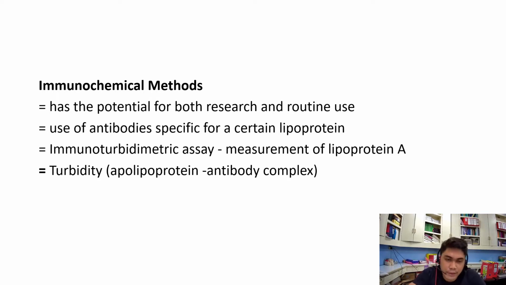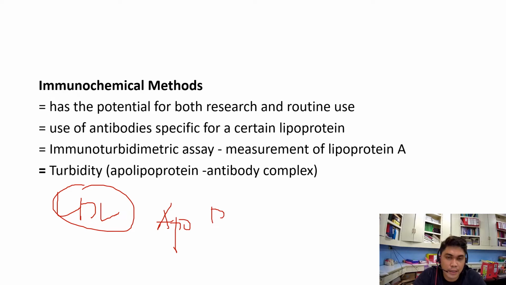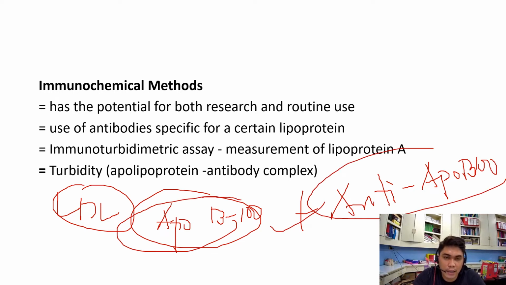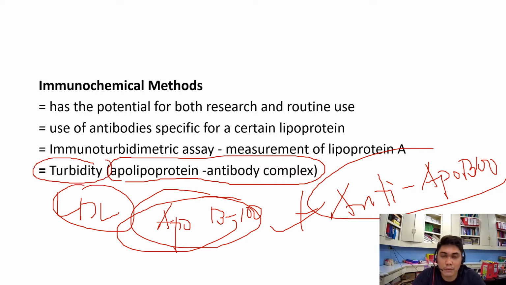So the principle, for example, your ApoB, for your LDL. LDL contains ApoB100. This is the predominant apolipoprotein in LDL. So in order to measure LDL, we're going to add anti-ApoB100. This antibody will react with ApoB100 to form an antigen-antibody complex, or apolipoprotein-antibody complex. So instead of antigen, the antibody will react with the apolipoprotein. And since there's an apolipoprotein-antibody complex, you can use turbidimetry to measure the concentration.